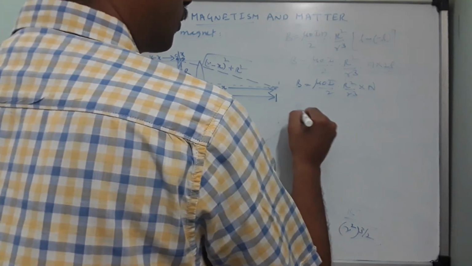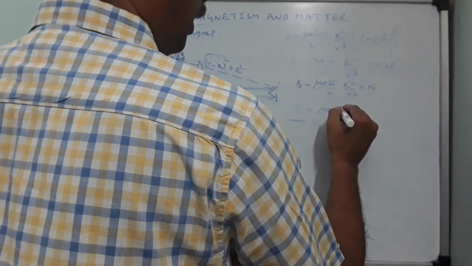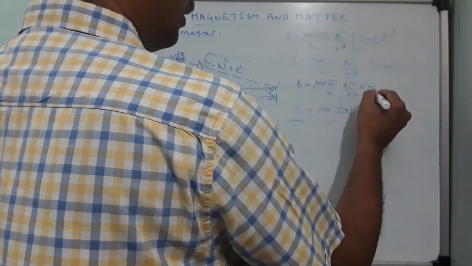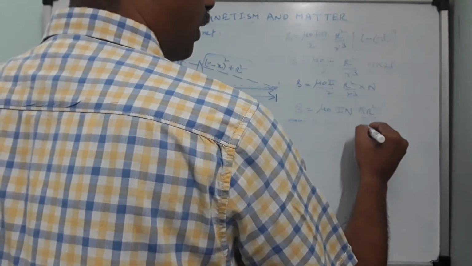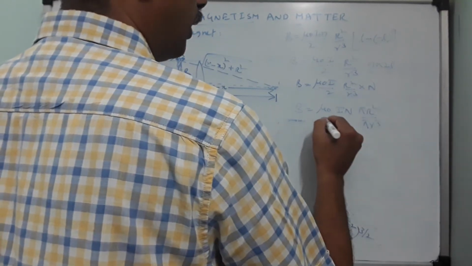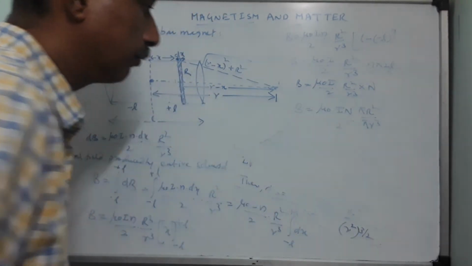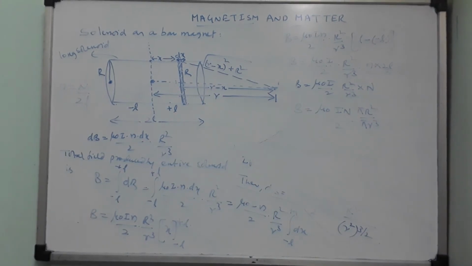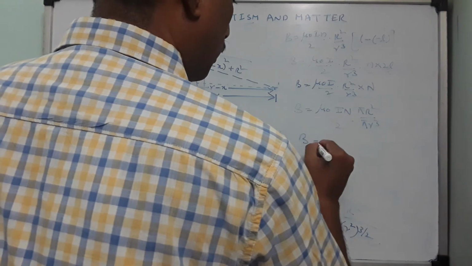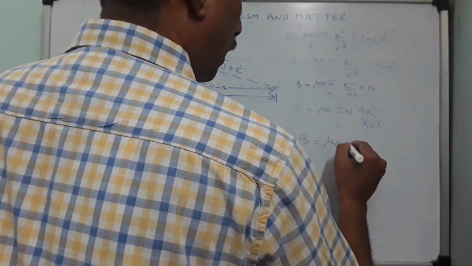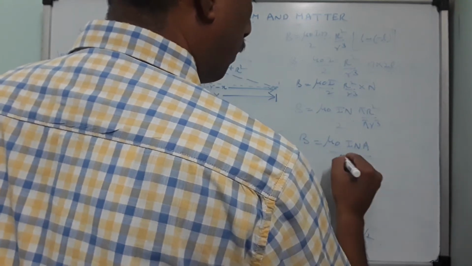B equals μ₀ into I into N, together, right? Pi r square by pi r cube, multiplying and dividing. The 2 is there as it is, divided by 2. Pi r square is nothing but what? Area. So this is B equals μ₀ into I into N into A divided by 2 pi r cube.